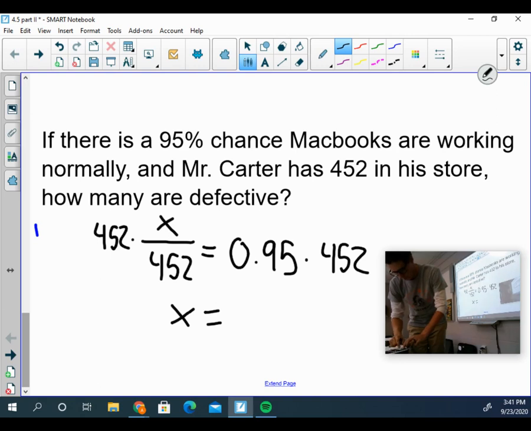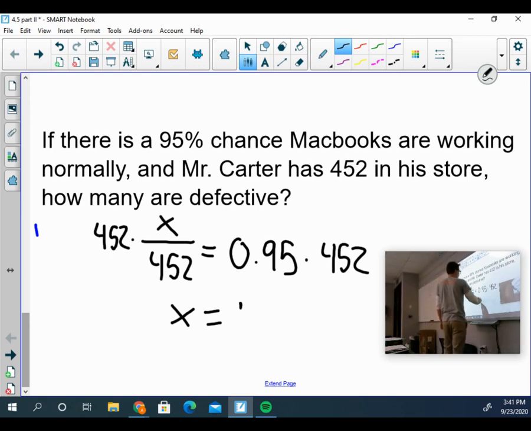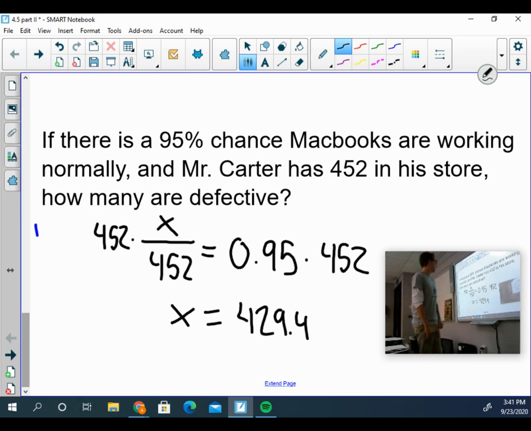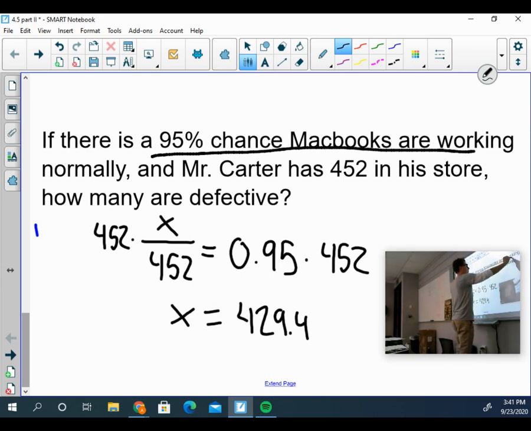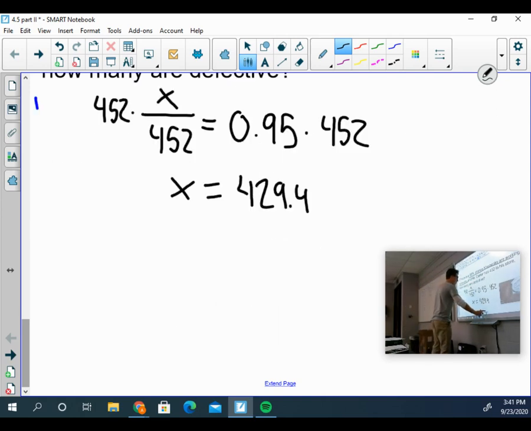times 452, which gives me 429.4. Okay, 429.4. But is that 429.4 how many are defective? Well, no, it's not, right? The 95% is the chance they're working normally, which means 429.4 are most likely working normally. If we round down, since you can't have 0.4 of a laptop, 429 are working normally.